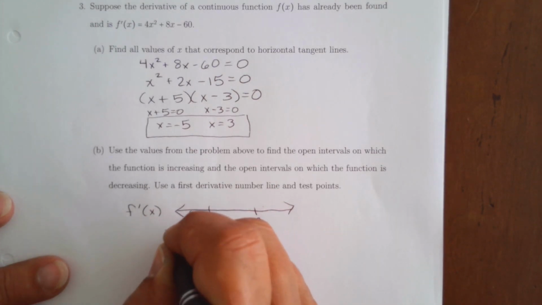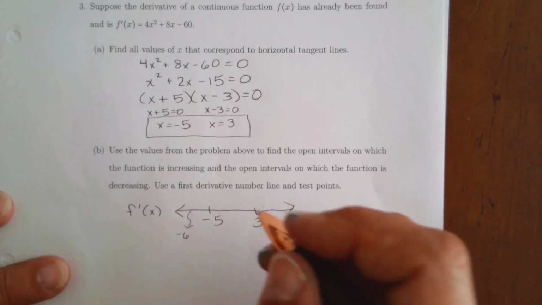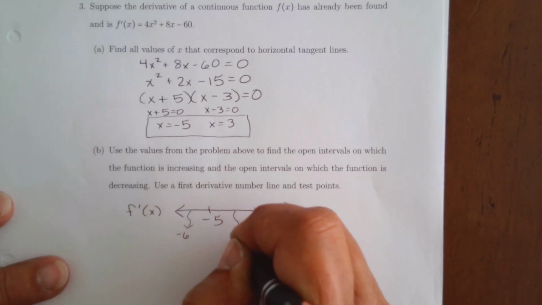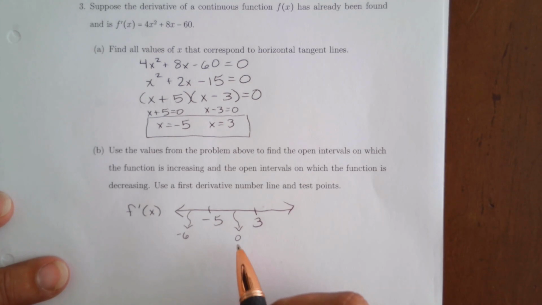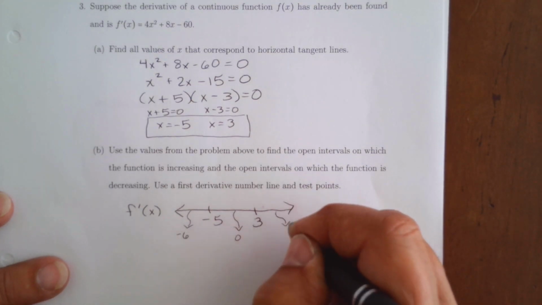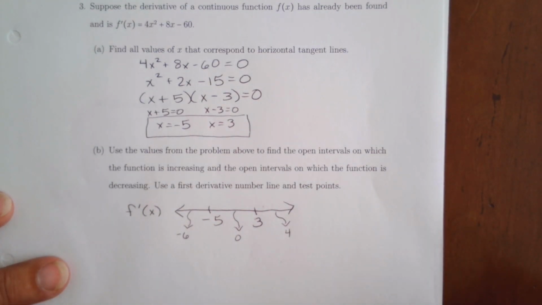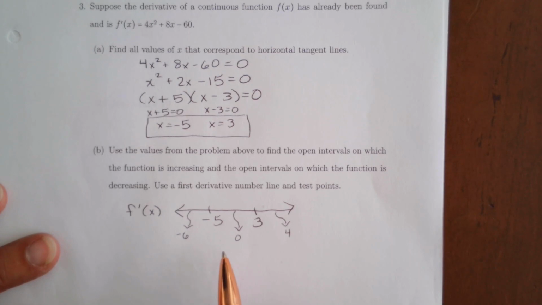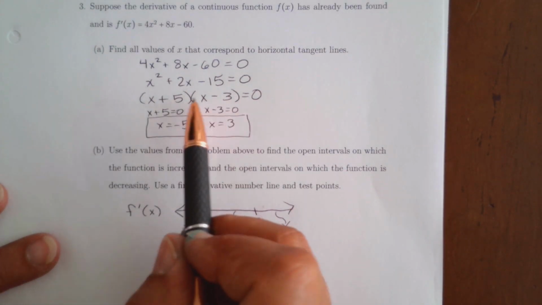So pick a test point over here, -6. Pick a test point in the middle of -5 and 3, 0. And pick something bigger than 3. And again, it doesn't matter as long as you pick a number in there. I could pick 10, -10, doesn't matter. Okay, all right, so plug these into your derivative.